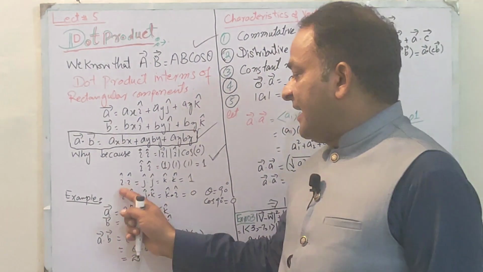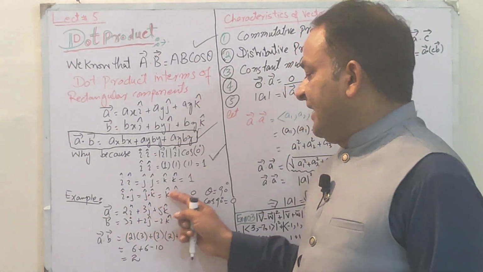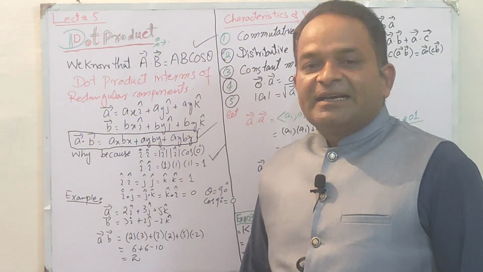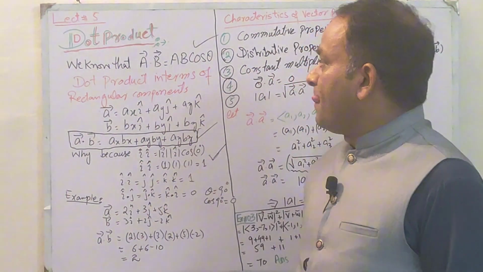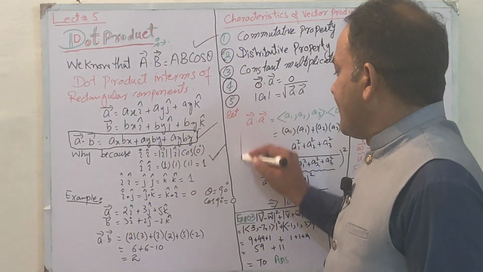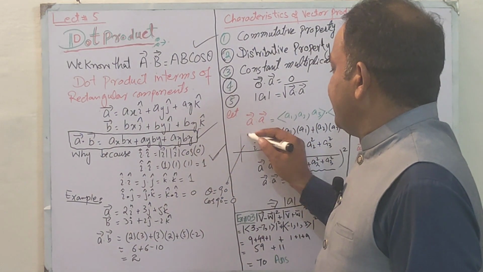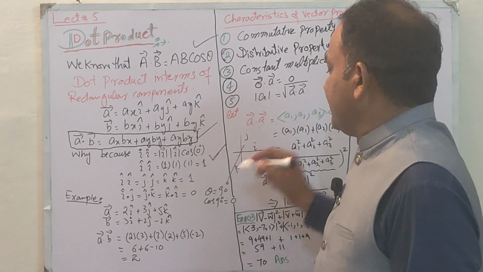But i dot j, j dot k and k dot i are equal to 0. The reason is that they are perpendicular to each other. When we draw, this is i, this is j and this is k unit vector.